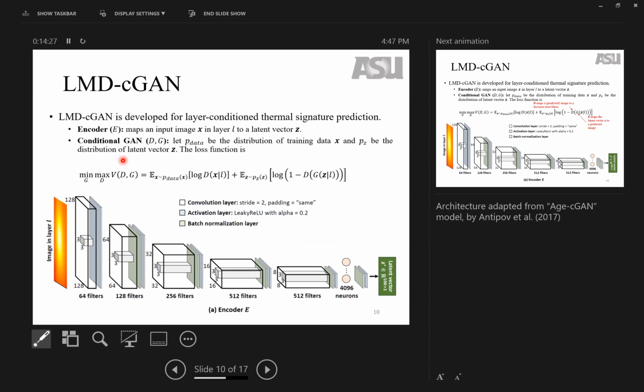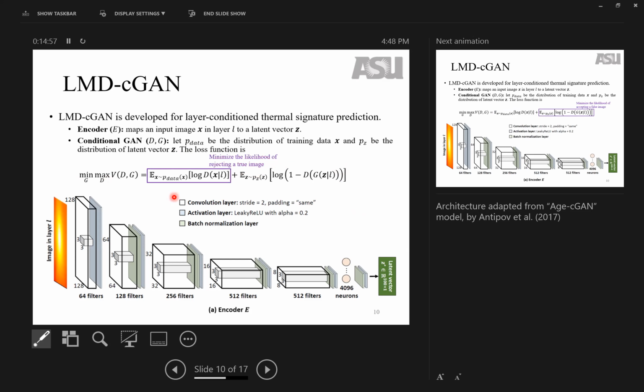This task is fulfilled in a minimax game. You see this loss function, right? There is the generator G. It maps the latent vector from our encoder to a predicted thermal image for the target layer. And then the discriminator D maps this generated image to a decision whether this is a true thermal image or a fake thermal image.